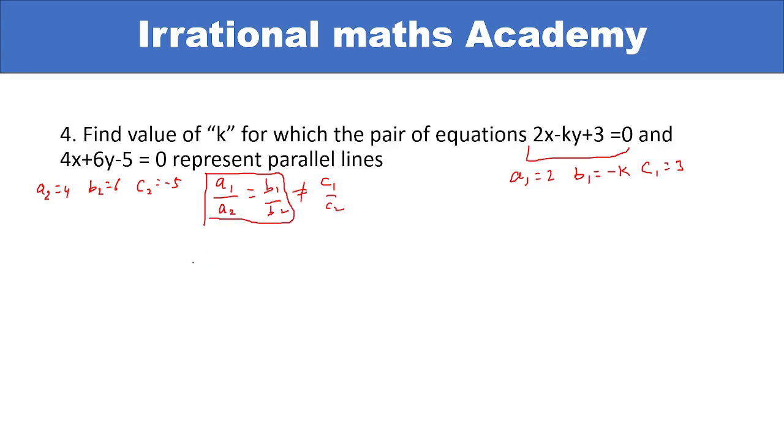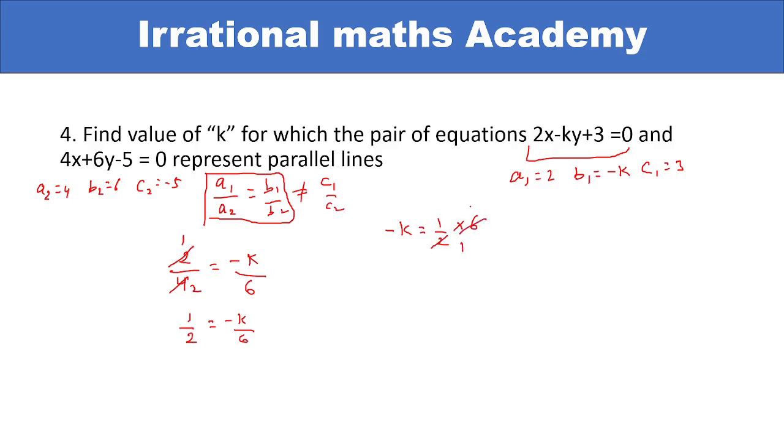I'll substitute in this part of the equation. What is my A1 value? 2 by A2 value 4 equal to B1 value, minus k, and B2 value, 6. If I simplify here, 2 ones are 2, 2 twos are 4, so I am left with 1 by 2 equal to minus k by 6. Here it is in the denominator. If I transpose to this side, it becomes multiplication. So minus k equal to 1 by 2 into 6.